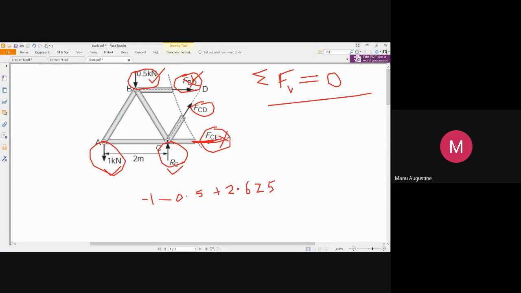The only horizontal component that will be extended will be for FCD because this is an angular force. It is standing at an angle. And what is this angle? This is 60 degrees because all the triangles in the figure are equilateral. Is this clear to you? That in summation FV equal to zero, FBD will not come, FCE will not come. Why will it not come?